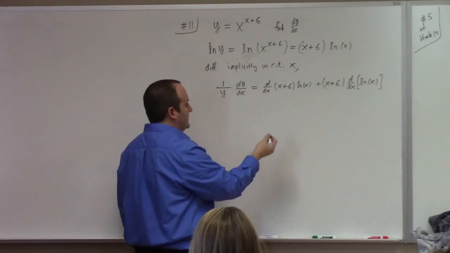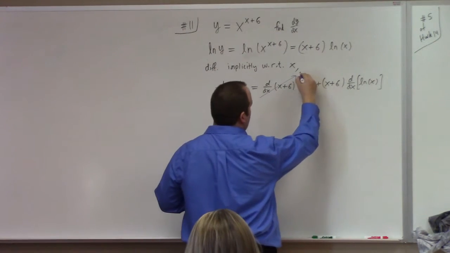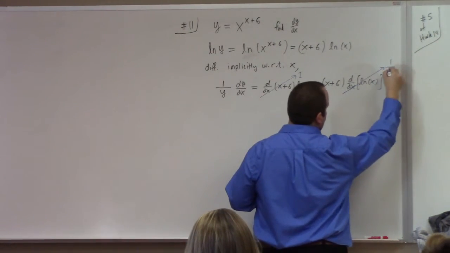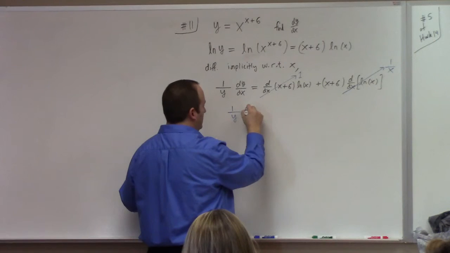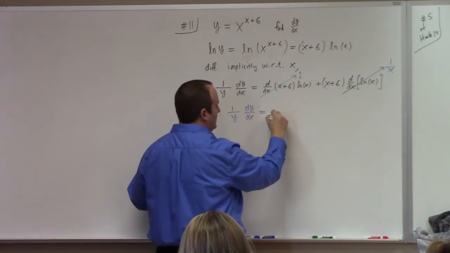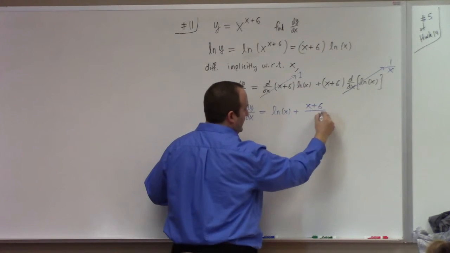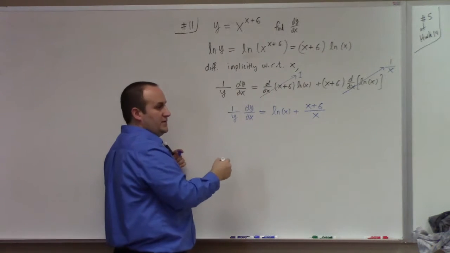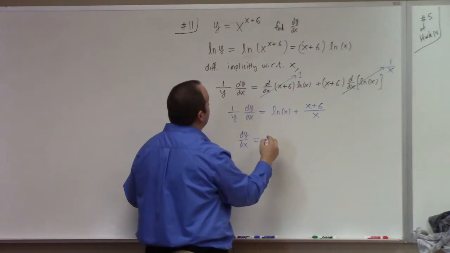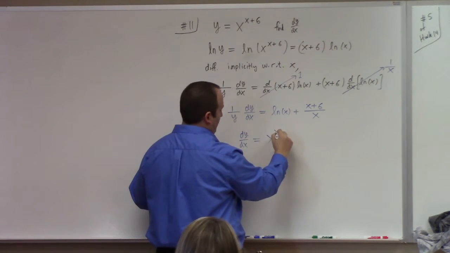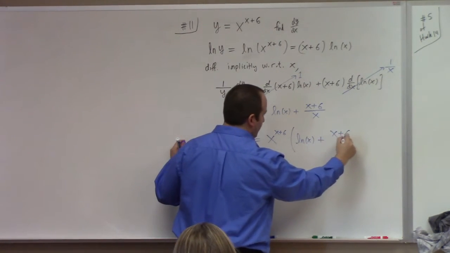So what's the derivative of x plus 6? Yeah, this is just 1. And this is just 1 over x. So what I'm left with is 1 over y dy dx is equal to the natural log of x plus x plus 6 divided by x. And then you just solve for dy dx. So dy dx is equal to y times that stuff, which is x to the x plus 6 power times parentheses natural log of x plus x plus 6 divided by x.